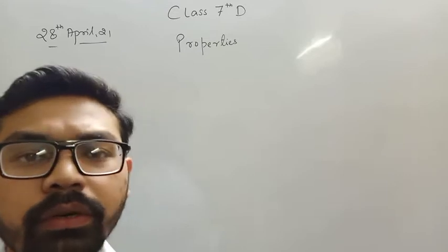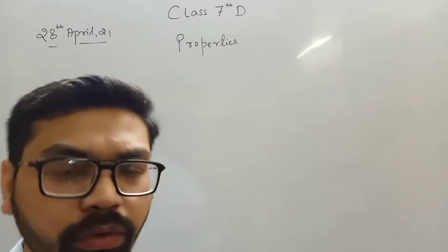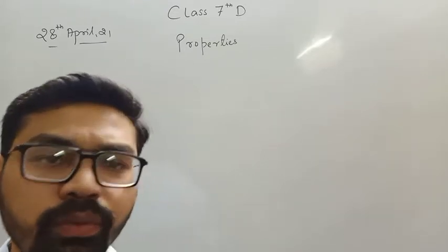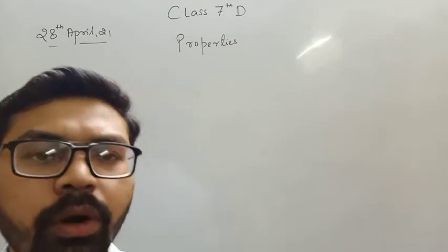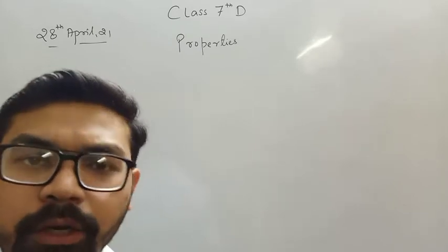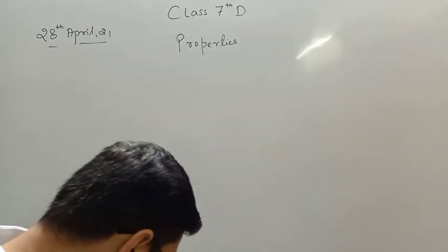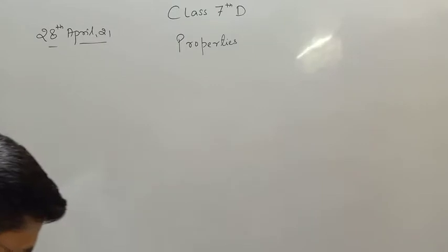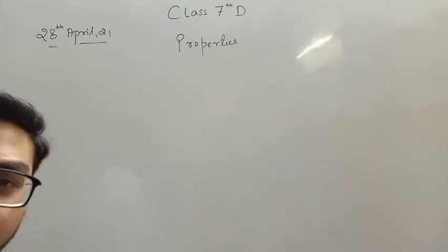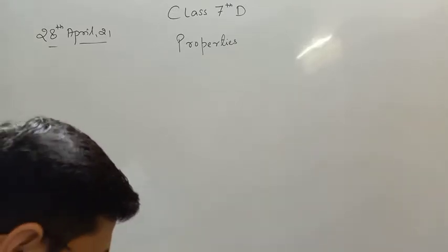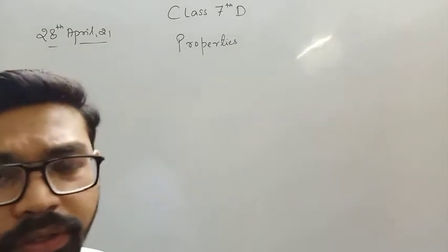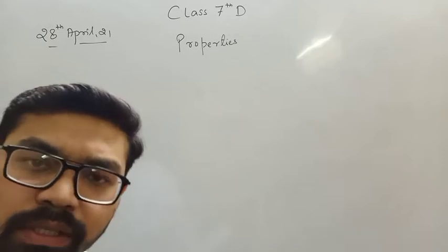Till now I have covered exercise 1.1 and exercise 1.2 of integers, where we have covered some rules and properties like the commutative property, associative property, multiplicative property, and additive property. Now there are some other properties related to multiplication of integers. One by one, with examples, I'll explain the properties, and then we will start exercise 1.3. Most probably today we will start exercise 1.3.